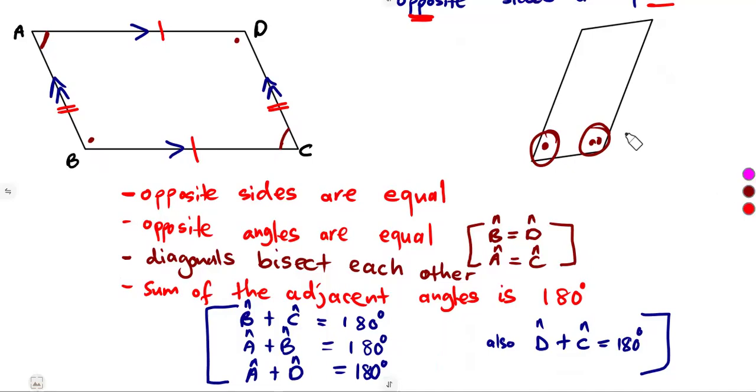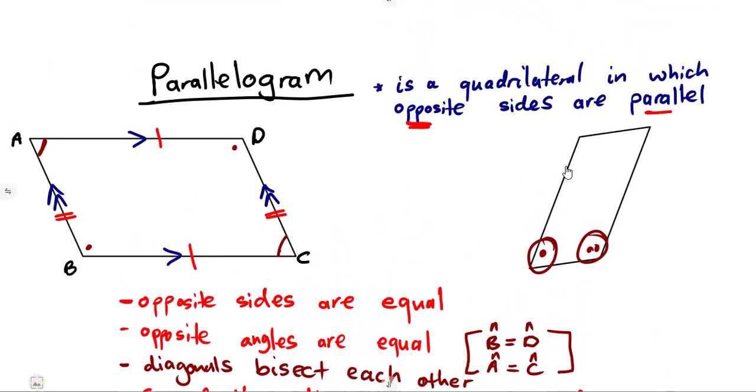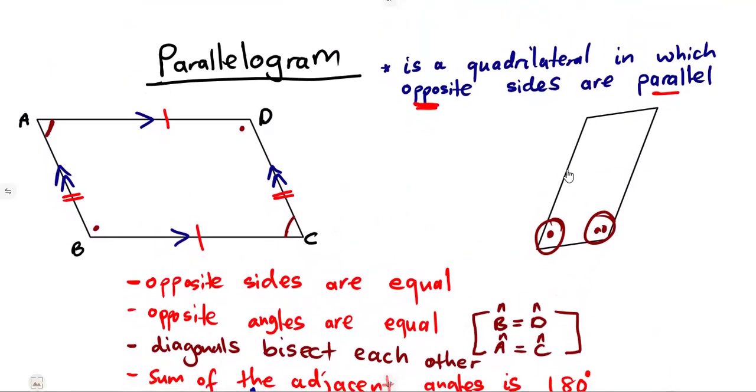Everything you know: opposite sides are parallel and equal. Opposite angles are equal. Adjacent angles add up to 180 degrees. Diagonals bisect each other. You are done. So guys, you can memorize this. Actually, you must know this, like I said, up to your grade 12 mathematics. So that is what you're going to consider on a parallelogram.